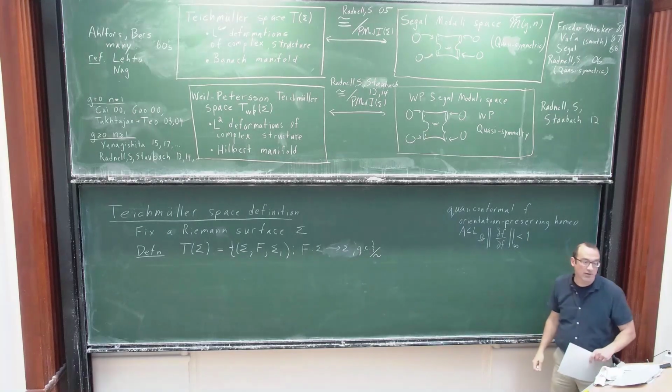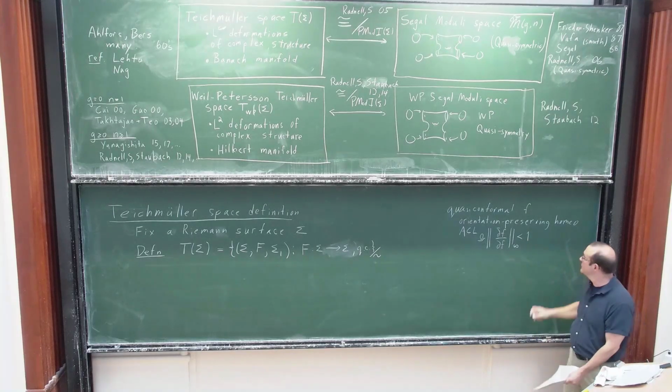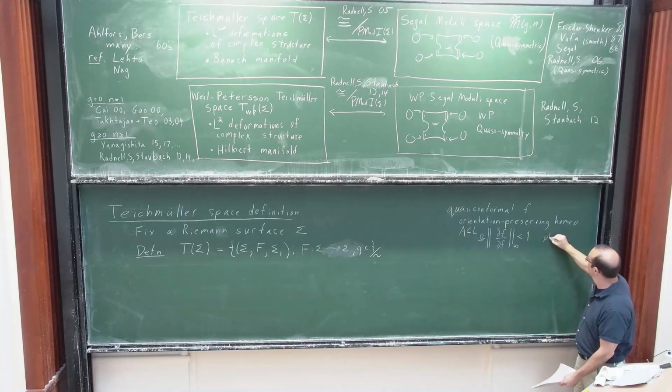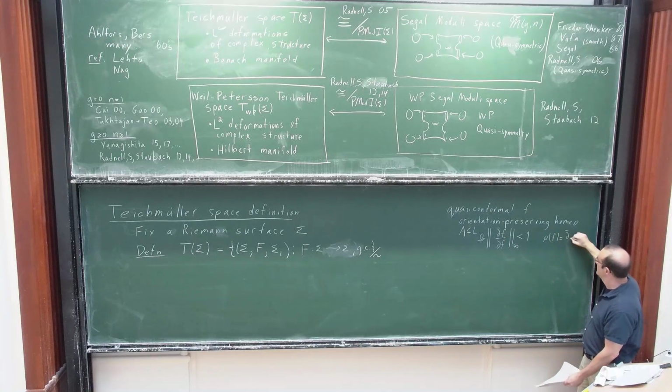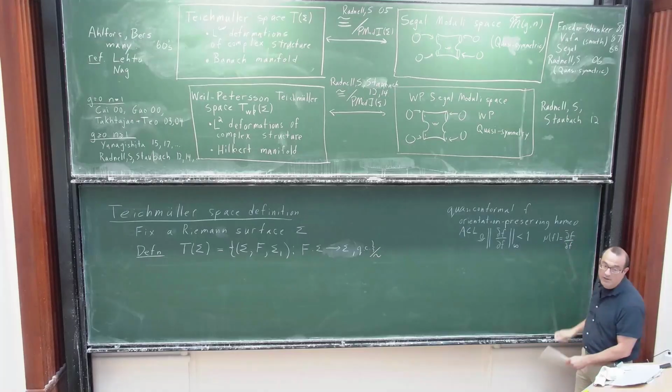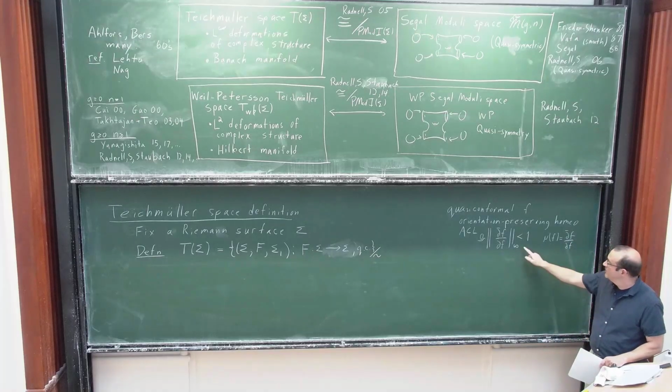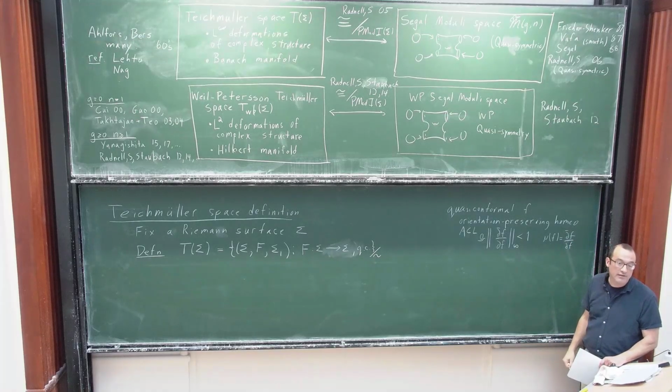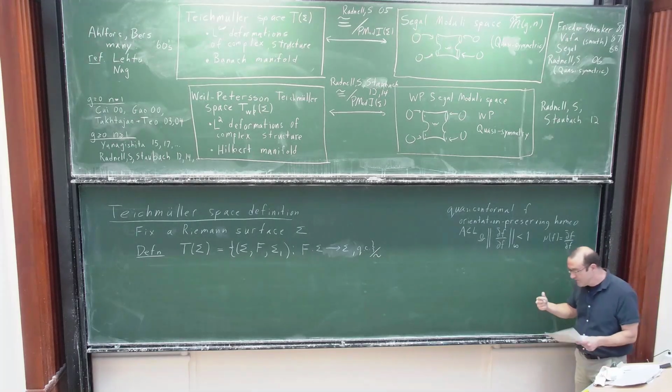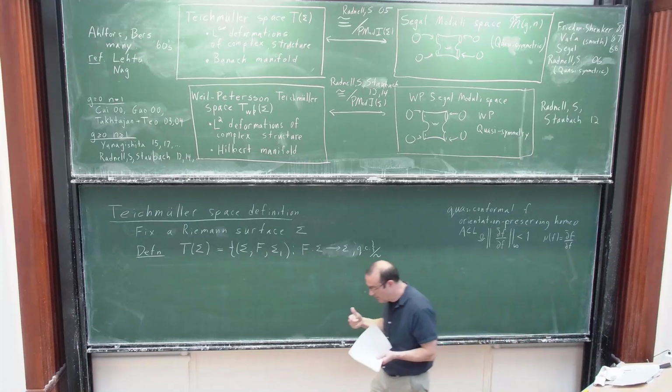And you have to have that the Beltrami, this is what's called the Beltrami differential. Maybe I should define that. This has to have L infinity norm strictly less than 1. What that condition means is that you have a deformation of the complex structure.